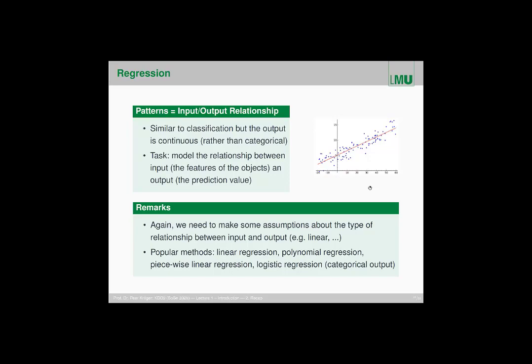And that's why, again, there are a lot of different methods here. Maybe the most popular method is linear regression, followed by some nonlinear variants like polynomial regression and piecewise linear regression. And you can also do logistic regression, which is actually a classifier, because logistic regression has categorical output. So logistic regression is a kind of linear classifier. It falls under the section of linear models, linear classifiers.